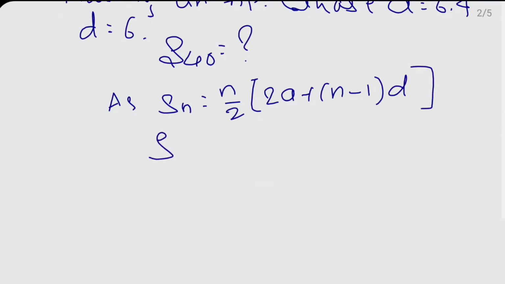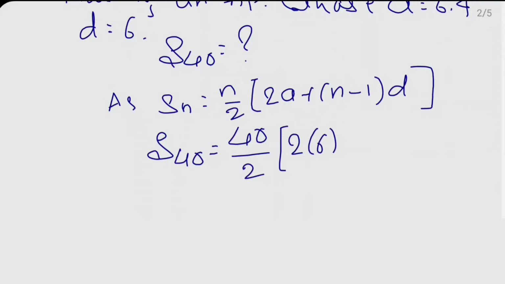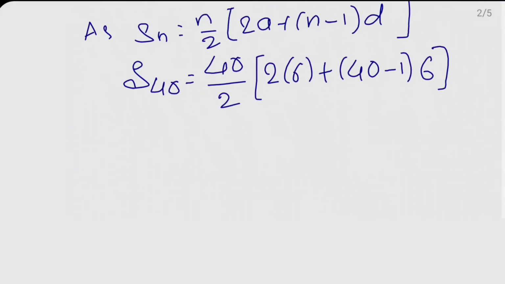So here we want S40. So n is replaced by 40. So 40 divided by 2 into 2 times the first term, which is 6, plus n is 40 minus 1, and the common difference is also 6 here. Is it clear?